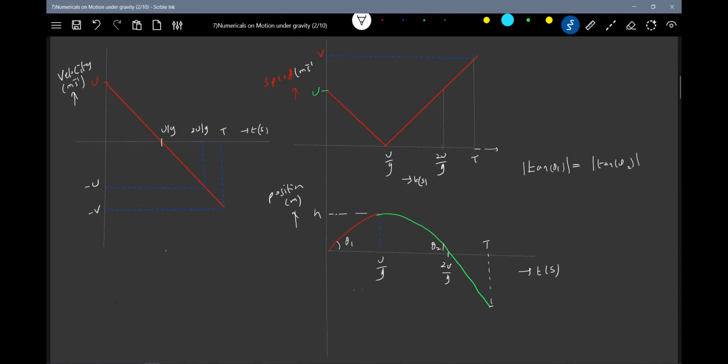Now, what should be the slope? The slope at this point should be zero, no? Because this is the highest point. Highest point from where? From the tower. And it has come to instantaneous rest here. So therefore the slope should be zero here. Okay, these are all the basic ideas related to a body projected from a tower of height h.